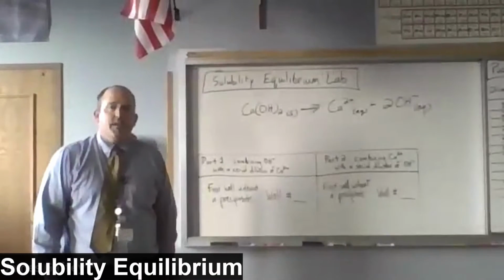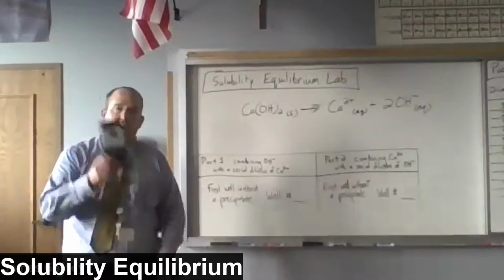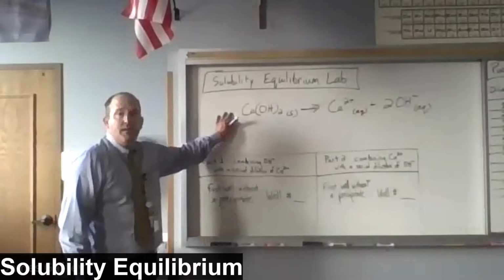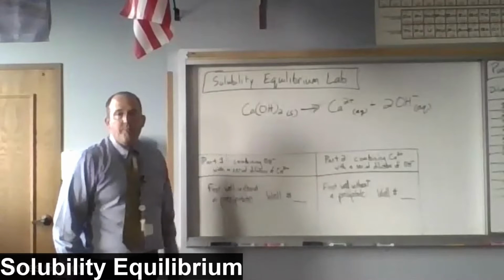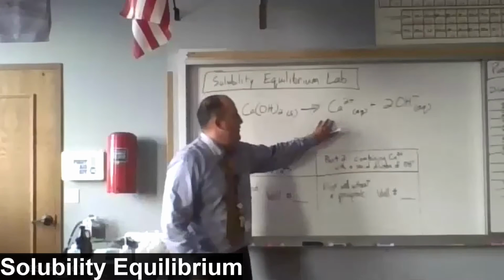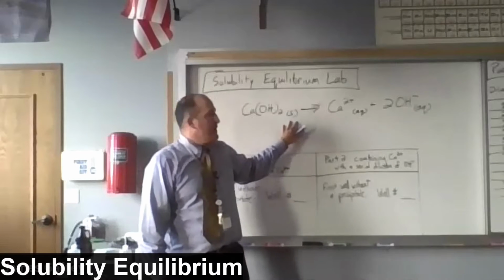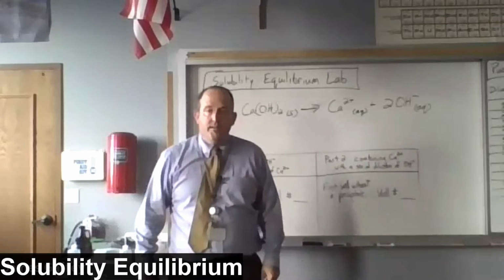Okay, let's take a look at the data portion of this lab. You'll want a calculator for this. We were analyzing the breaking apart of this salt, the white precipitate calcium hydroxide, whose ions are calcium, and because there's a subscript 2 for hydroxide, to make a balanced equation, we need 2 hydroxide ions.